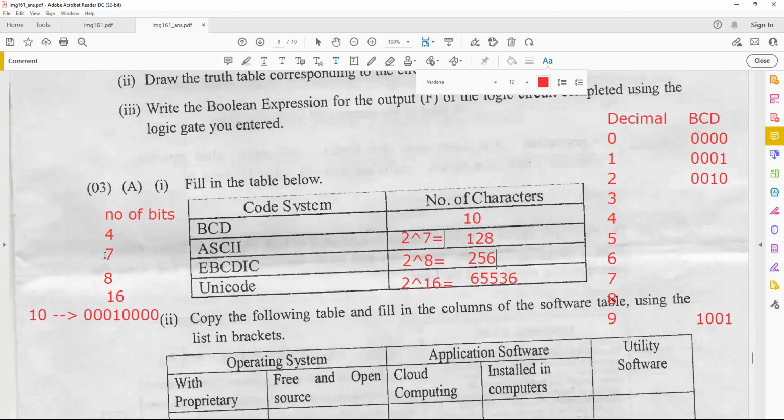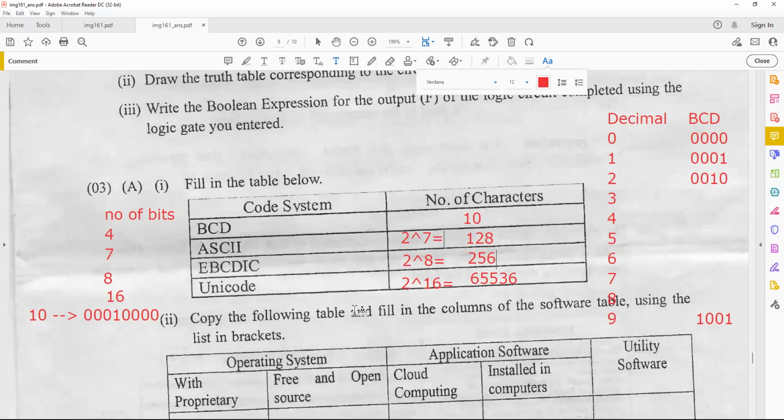ASCII uses 7 bits. That means the number of characters is 2 to the power 7, that is 128 characters you can represent in ASCII. EBCDIC uses 8 bits, which means 2 to the power 8, that is 256 characters can be represented in EBCDIC. Unicode, actually there are so many bits now you can use, even 32 bits. But for your level we will discuss it as 16 bits. So 2 to the power 16 is 65,536. So that's what we discussed so far.